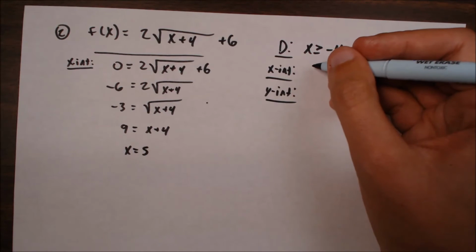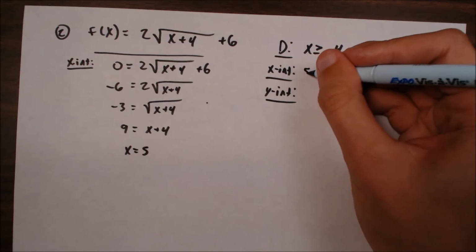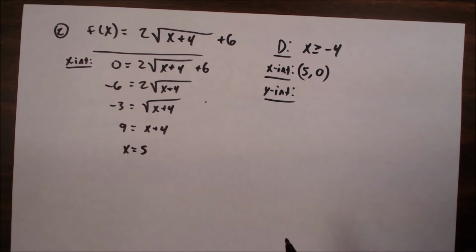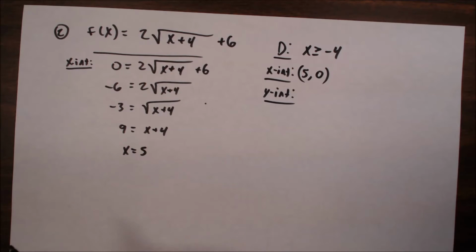So the x-intercept is x equals 5. Really, we should be saying 5, 0. If you say 5, that's fine. I think in the other one I said equals. We really should write it as a point, 5, 0. If you just say 5, I'll take it.